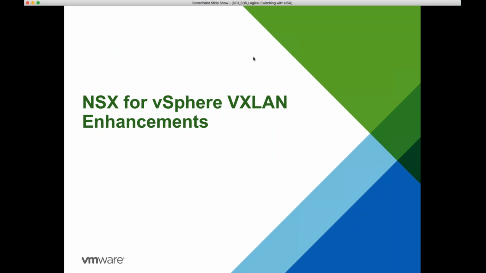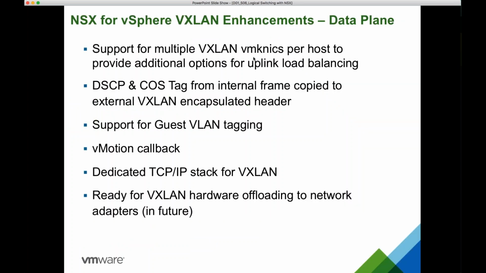So let's take a look at the NSX VXLAN enhancements. We can do multiple VTEPs on a host. Most of the time you're really only going to have one, especially if you're working with 10 gig or 40 gig. But if you're using maybe 1 gig and you're trying to get a little more performance out of it, depending on your needs, you can set up multiple VTEPs and do uplink load balancing.